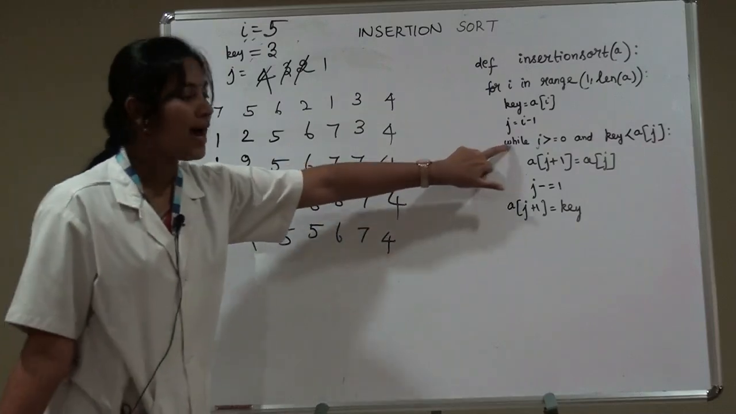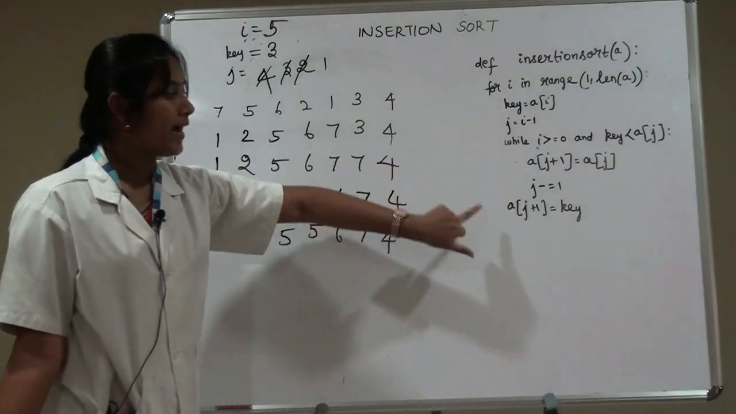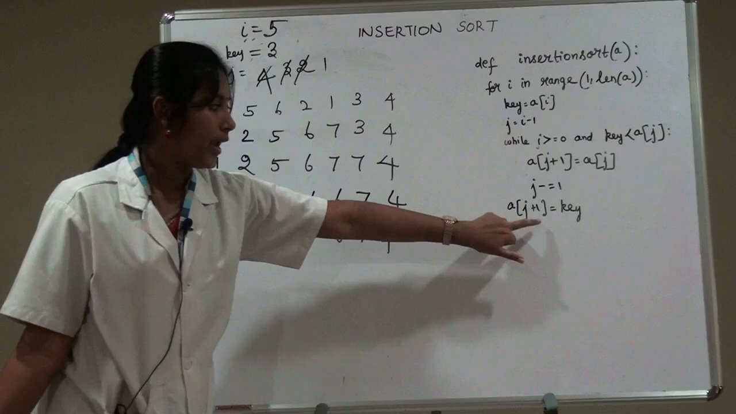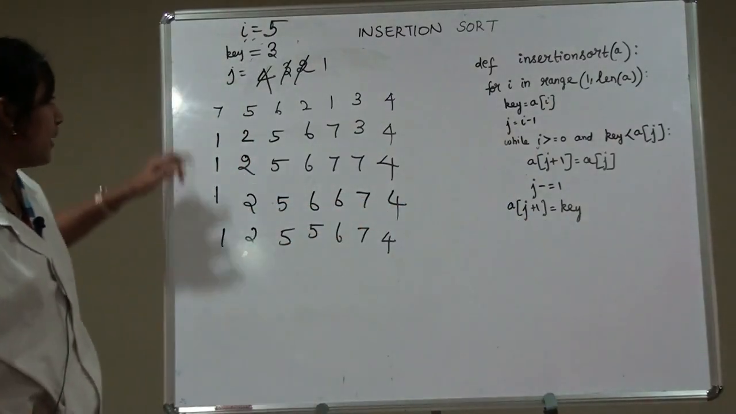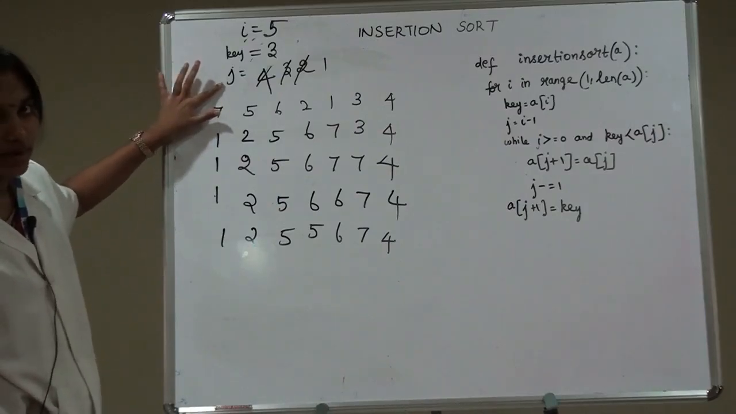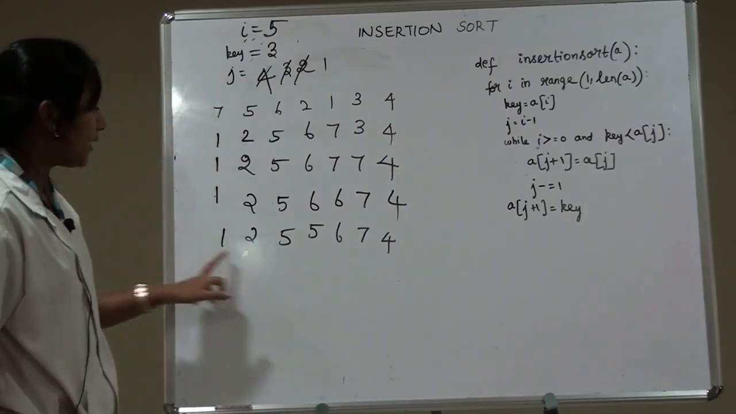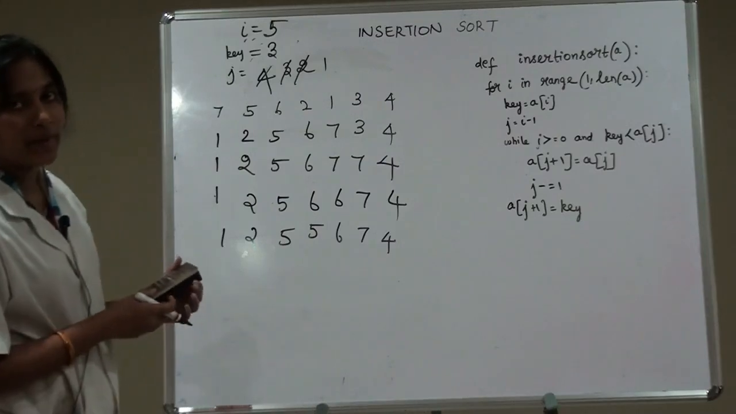So what I will do? I will fail this condition and I will come to the last statement. So a of j plus 1 is key. So you have to place the key at the position a of j plus 1. What is our j? 1. J plus 1 is 2. So at the position a of 2, we will place our key.